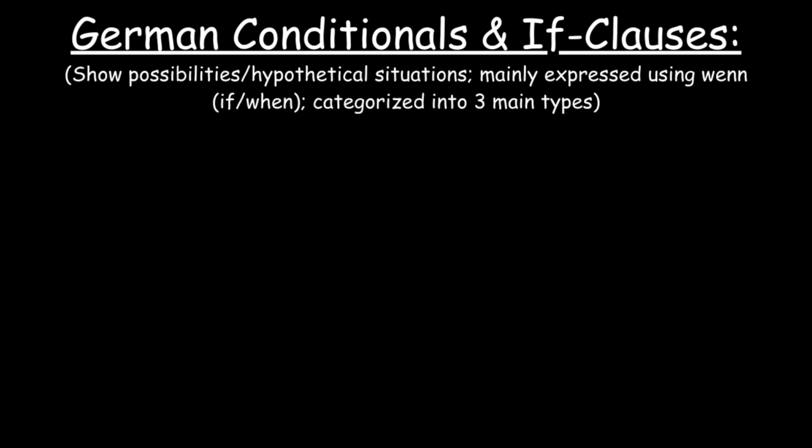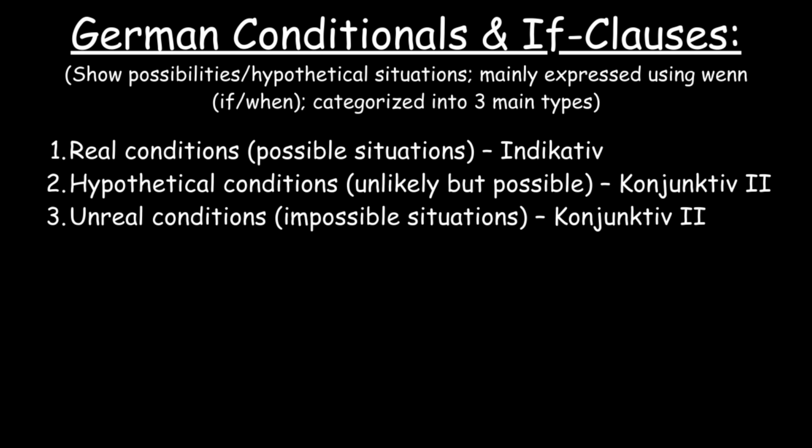German conditionals and if clauses show possibilities and hypothetical situations. Conditionals in German are mainly expressed using wenn, if or when, and they're categorized into three main types. 1. Real conditions that show possible situations, also known as the indicative. 2. Hypothetical conditions that show unlikely but possible situations, also known as Konjunktiv 2. And 3. Unreal conditions that show impossible situations, also known as Konjunktiv 2.